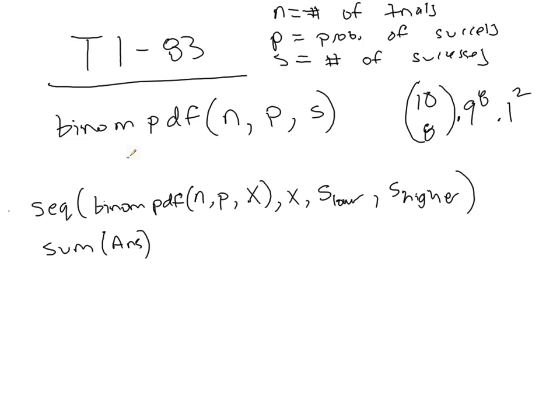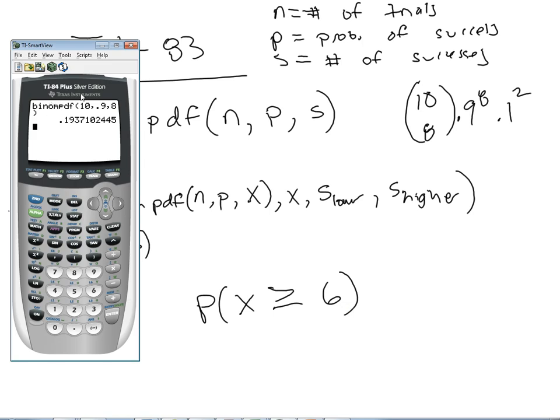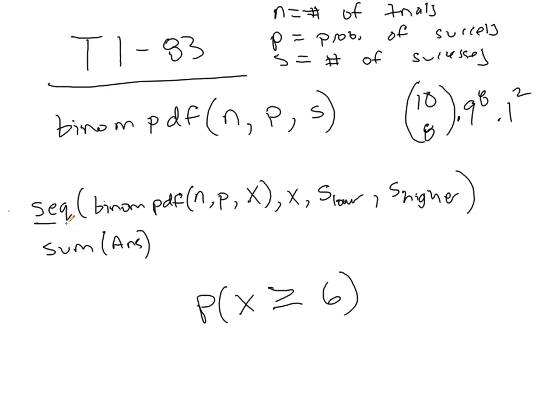Now let's say we want to add a bunch of them together. Say we want the probability that x is greater than or equal to 6. Well, we would have to do it for 6, 7, 8, 9, and 10, and then add them all together. That would take a long time. So what we're going to do is produce a sequence of probabilities.